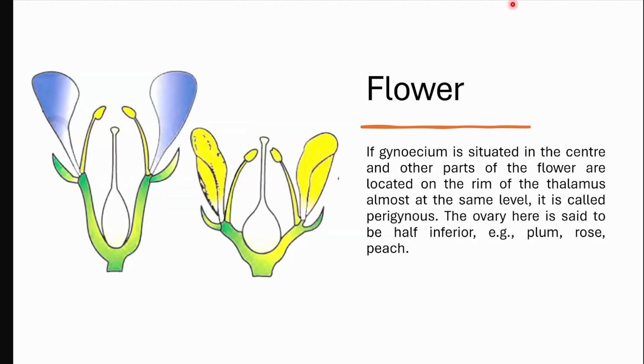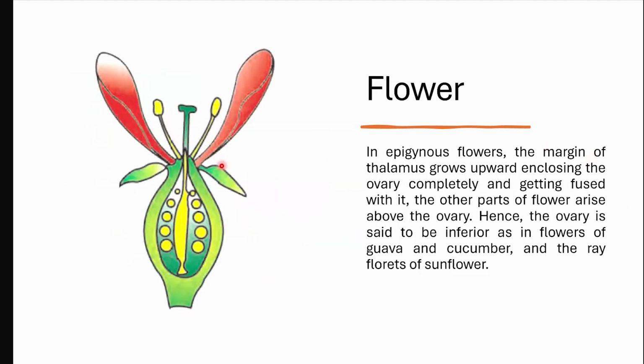Right? Over here, where was the thalamus? It was over here. Right? At the tip of the ovary, only the thalamus was also there. But in epigynous, what is happening? The margin of thalamus is growing upward, enclosing the ovary completely. So the ovary is no longer open, right? It is enclosed completely within the thalamus, and getting fused with it, right?